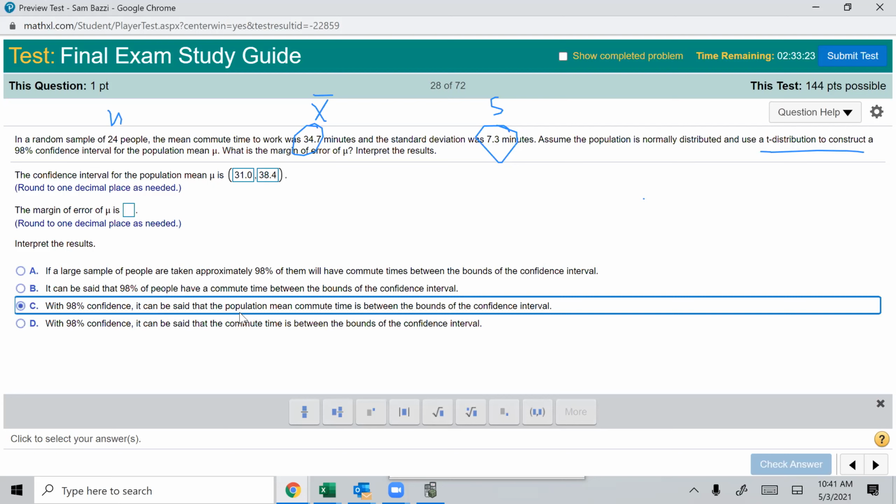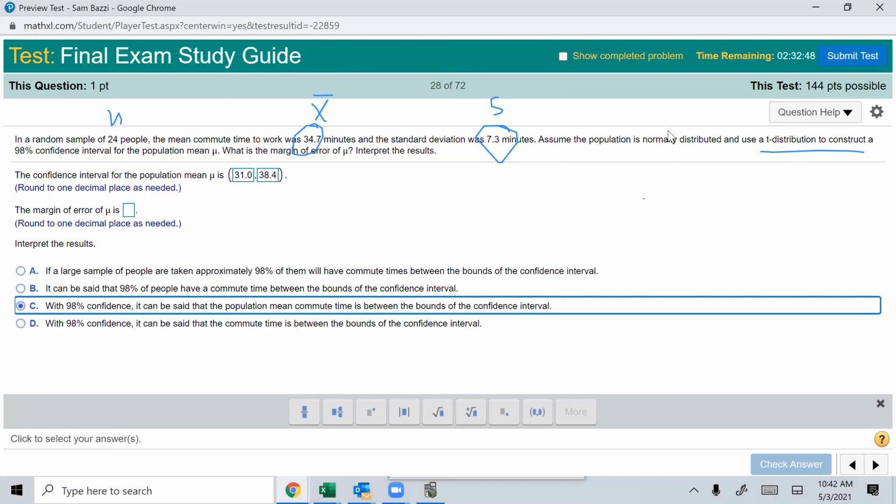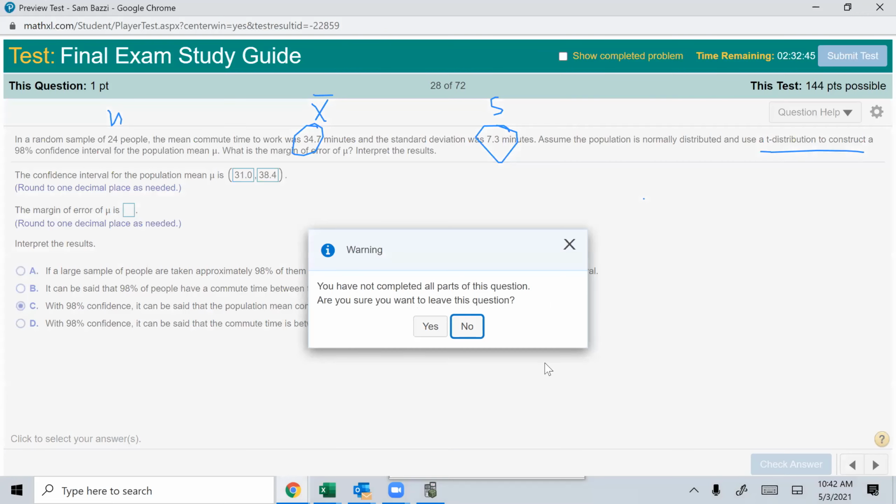With 98% confidence, it can be said that the population mean commute time is between the bounds of the confidence interval. It's all about the mean, guys. So I know here it says the commute time. No, it's all about the mean commute time, mu. This chapter, guys, is about making conclusion intervals for mu and the proportion. All right, so let's move on.